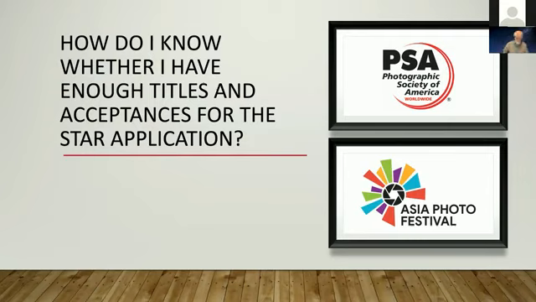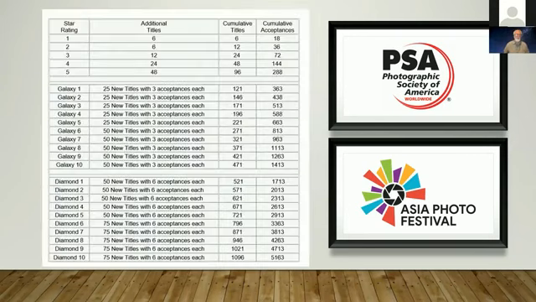This information is on the PSA website. Each different star rating requires a different number of acceptances, and you'll find on the website a table that looks like this. And if you just look at the top part of it to start with, to get yourself started in a division, say nature division, you would apply for star rating number 1. And all that requires is 6 titles, in other words, 6 different images, and a total of 18 acceptances. So you could have, for example, 6 different images, each one with 3 acceptances.